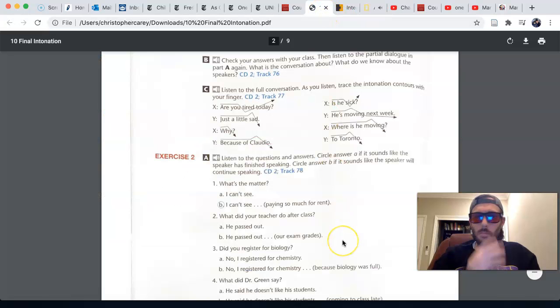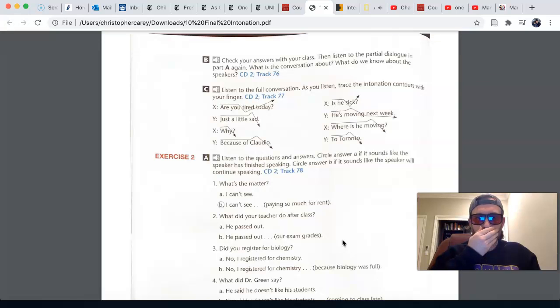Exercise 1C, page 94. Are you tired today? Just a little sad. Why? Because of Claudio. Is he sick? He's moving next week. Where is he moving?